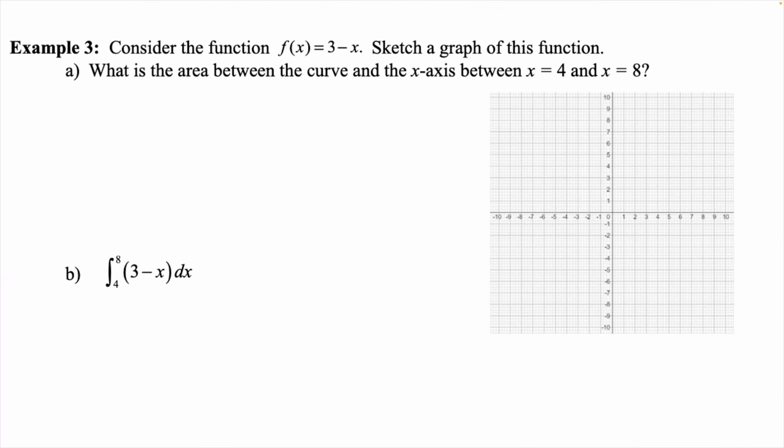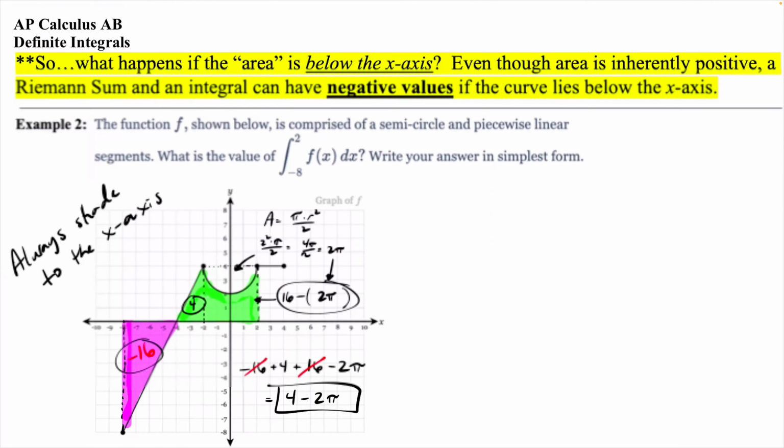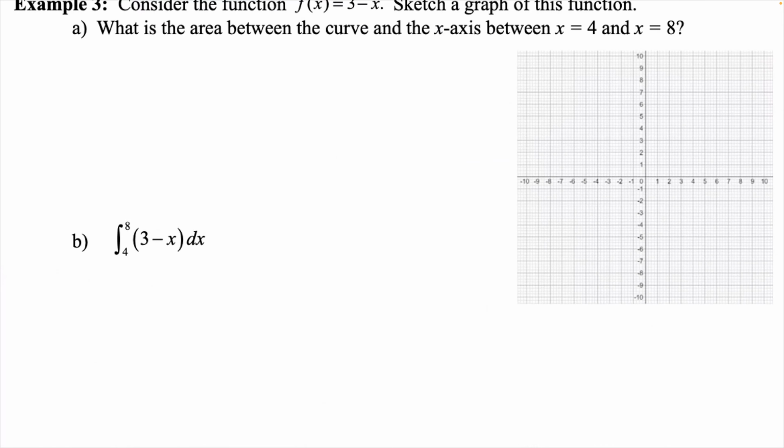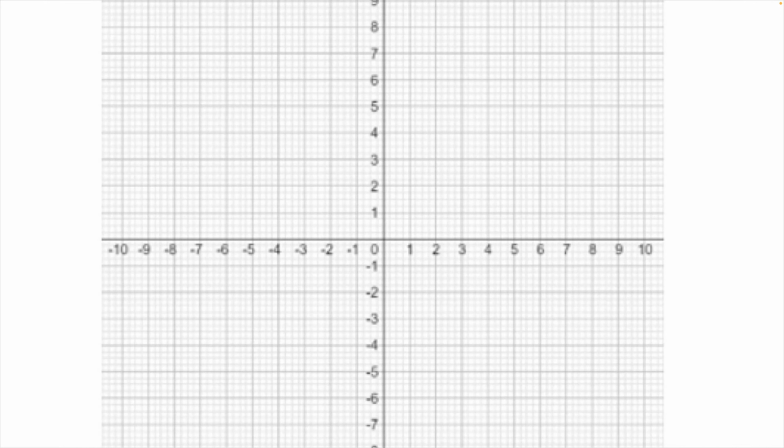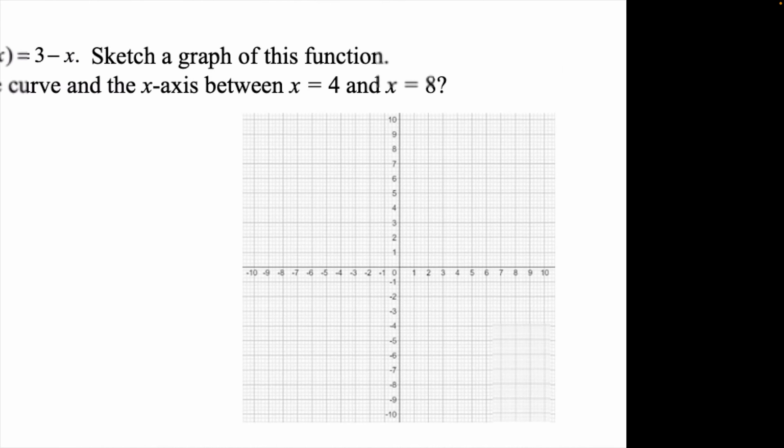All right, so let's do this guy, number 3. So here's the function. They give us the function 3 minus x. So we need to sketch that graph, and then we need to figure out the area from 4 to 8. So I don't care before 4 or after 8. I just want to know what the graph looks like. What does f of x look like from 4 to 8?